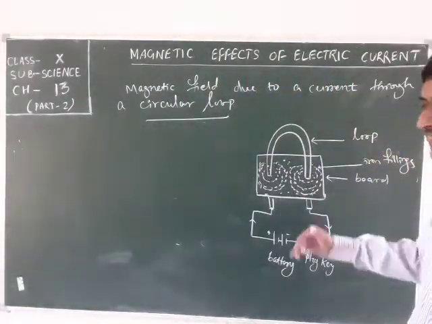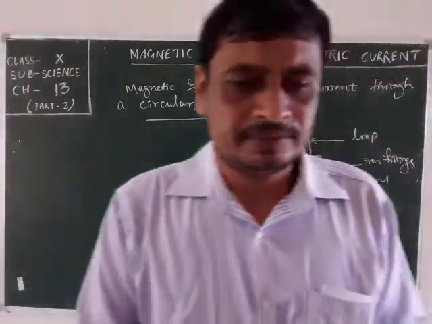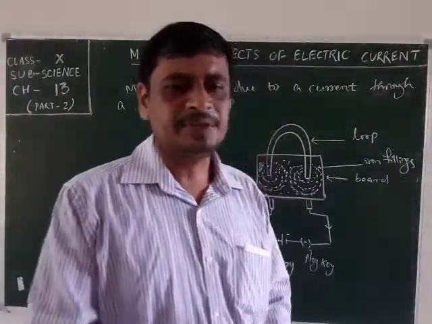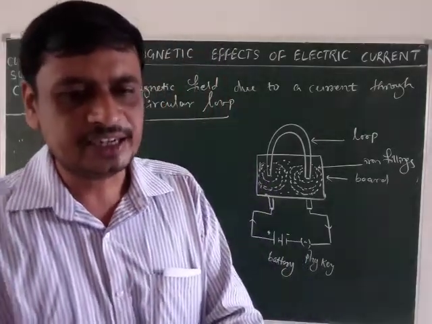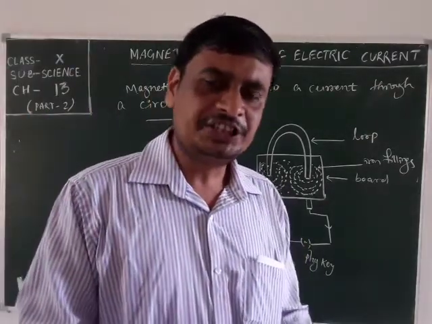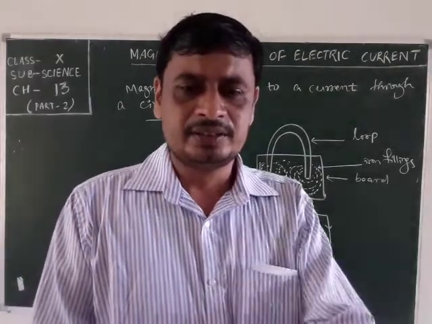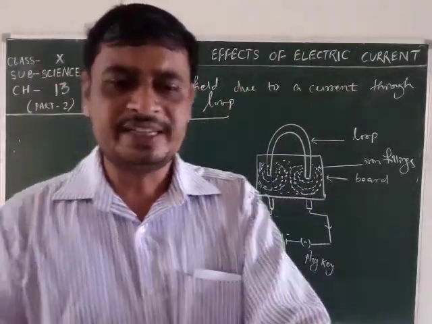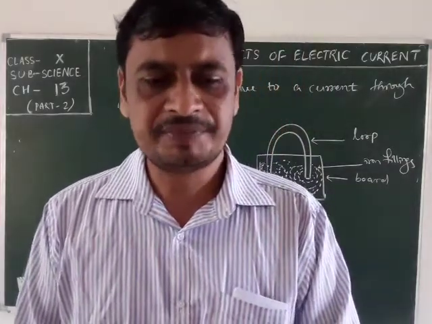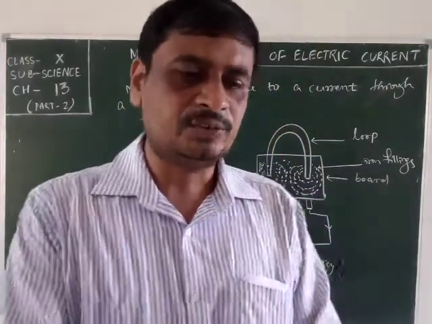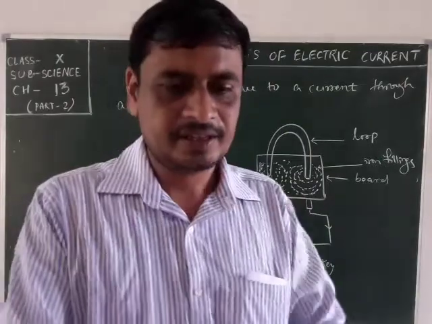So how does it happen? Here we have observed the patterns of magnetic field lines produced around a current carrying straight wire. Suppose the straight wire is bent in the form of a circular loop and a current is passed through it. The magnetic field will look like this.